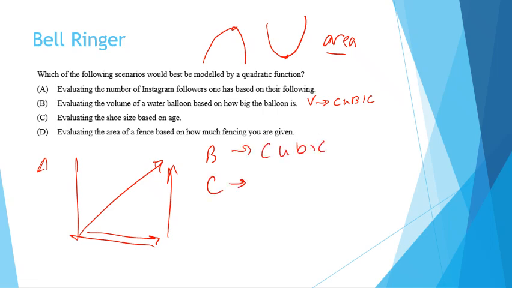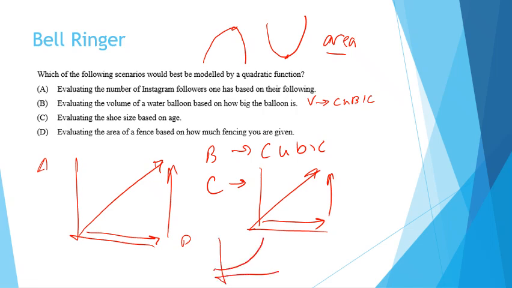So B is cubic. C is talking about evaluating shoe size based on age. Here, as we get older, our shoe size is probably going to go up, so this is going to be more linear. And then D, evaluating the area of a fence based on how much fencing you are given. This is going to be probably quadratic because it's talking about area, so D is our answer here.